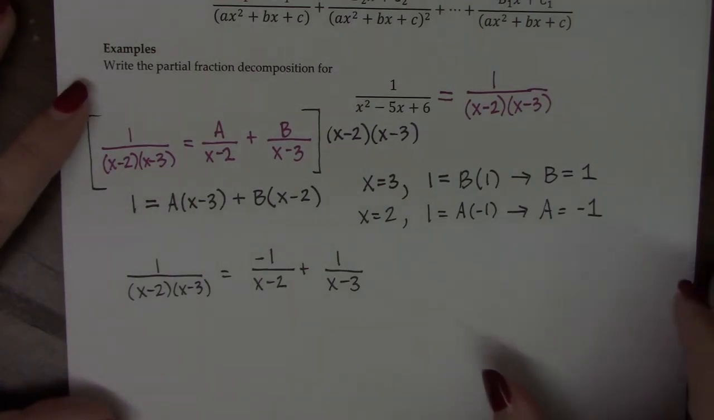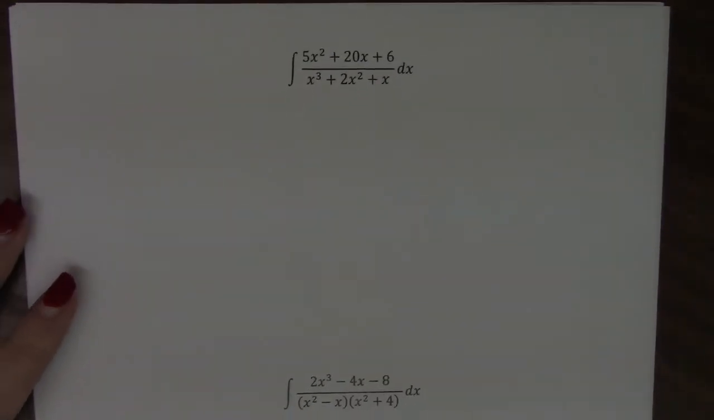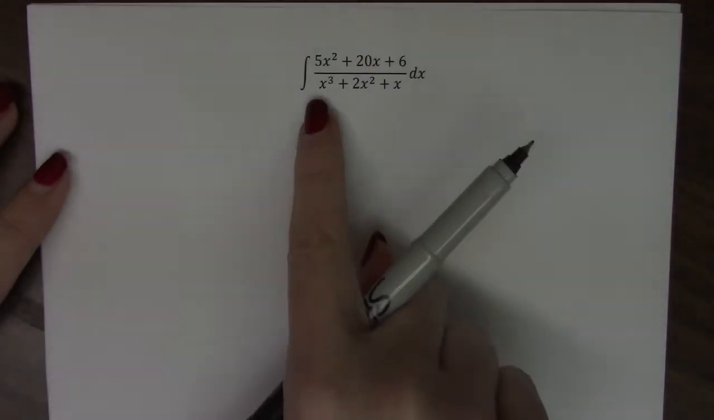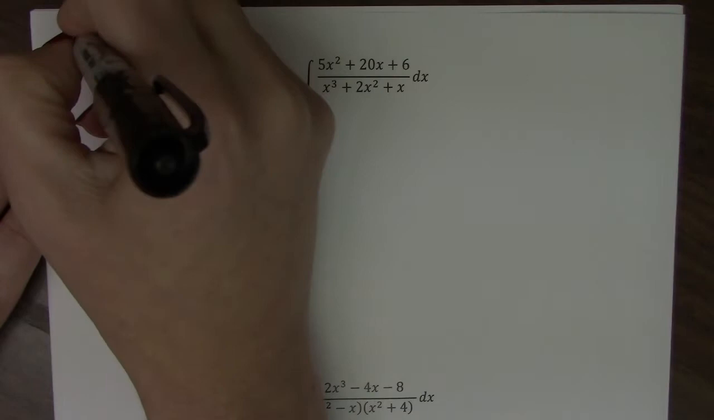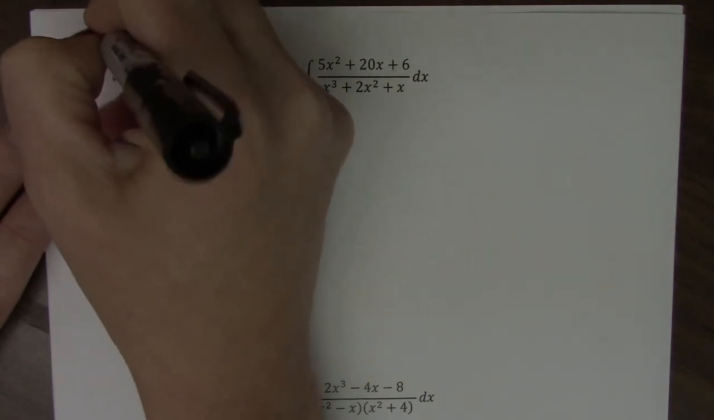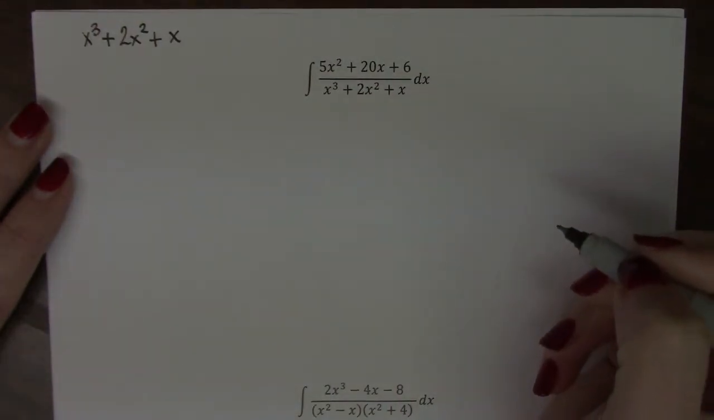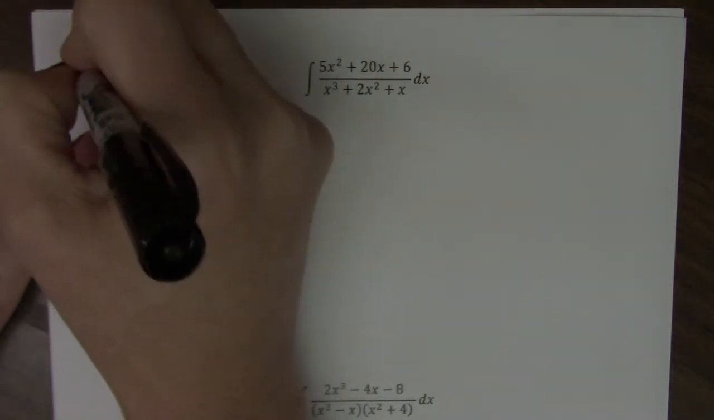All right, let's do one that's a little more complex. Let's look at something like this, okay? The first thing I have to do here is factor this denominator completely. So I'm just going to do this off to the side. I'm going to write the denominator down. All right? And the first thing I notice is that every one of these terms has an x. So I'm just going to pull the x out front.